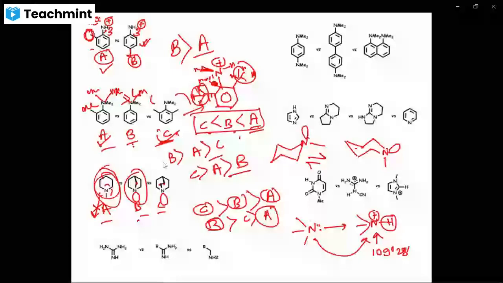It goes through a planar form also, and then there is no directional property of the lone pair. But for a rigid system, the direction is always fixed, and that means when the direction is fixed, it will take a proton more easily, right? So that's why for a rigid system, the basicity is higher compared to a non-rigid system. This is one explanation.